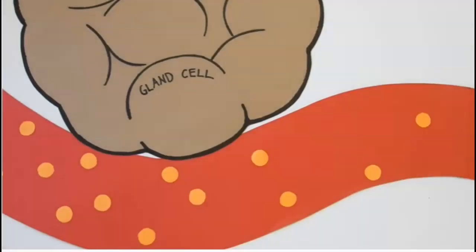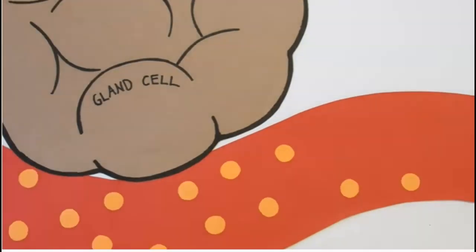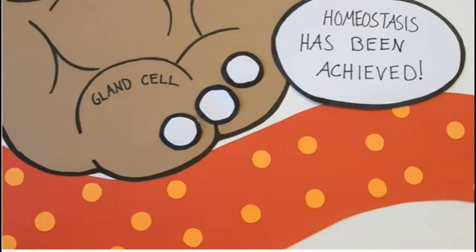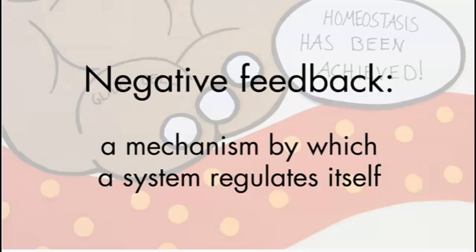Once hormones have succeeded in sending their message to their target cells, and in this case, homeostasis is achieved, the gland decreases the secretion of hormones. The mechanism by which the gland stops secreting hormones is called negative feedback. What exactly is negative feedback? Negative feedback allows a system to self-regulate a response or output.